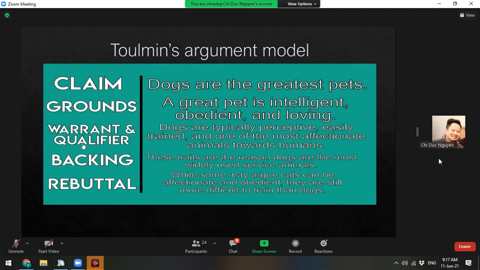Okay. And what about the warrant and qualifier? Something stand in between claim and grounds.